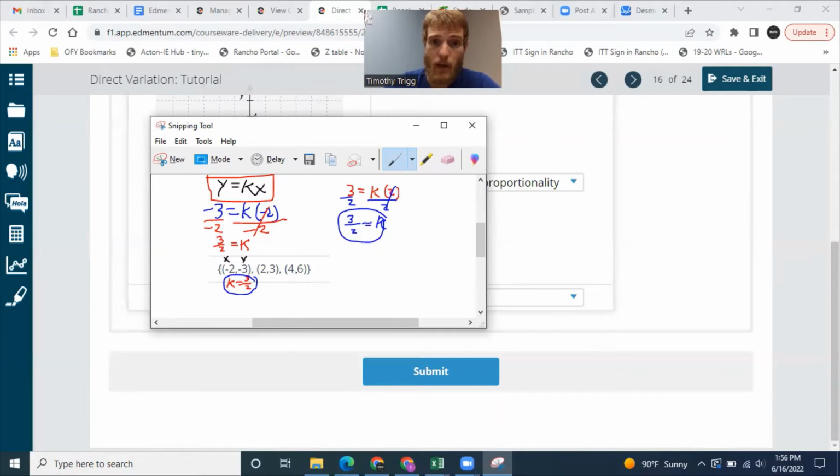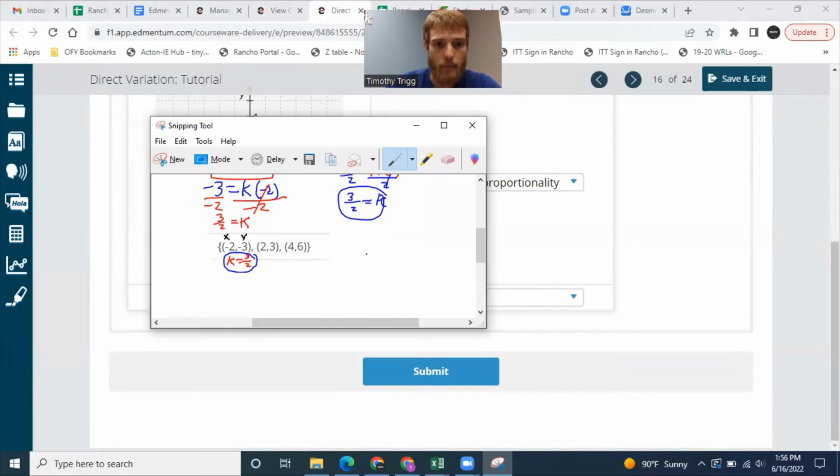Is that going to be the same value of k for this last coordinate point? Well, it should be if it's direct variation. So let's go ahead and check. 6 equals k times 4.